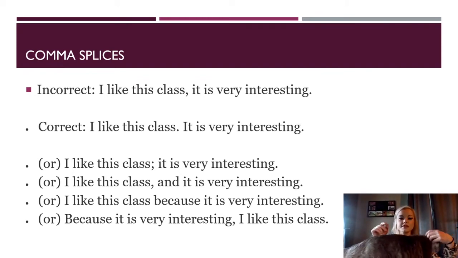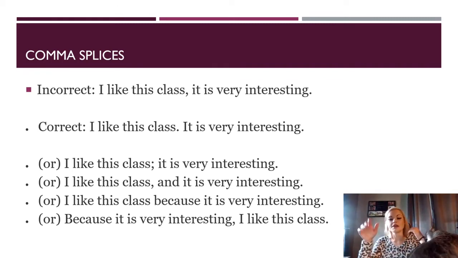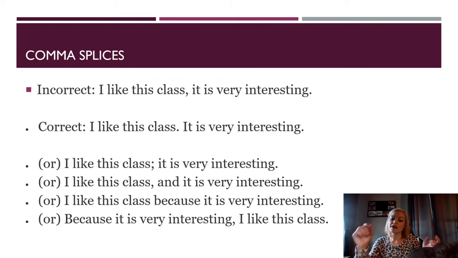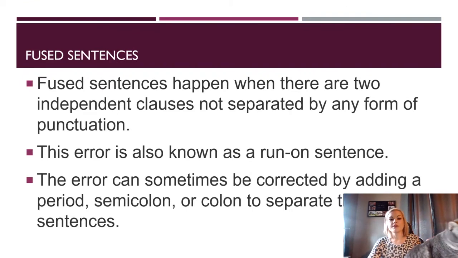Or, see, you have options. You could just make them two sentences, or you could use a semicolon to connect the two, or a comma and conjunction, or you could just rewrite it like the third option next to the ors there. I like this class because it is very interesting, or because it is very interesting, I like this class. So you have options on how you are constructing your sentences.